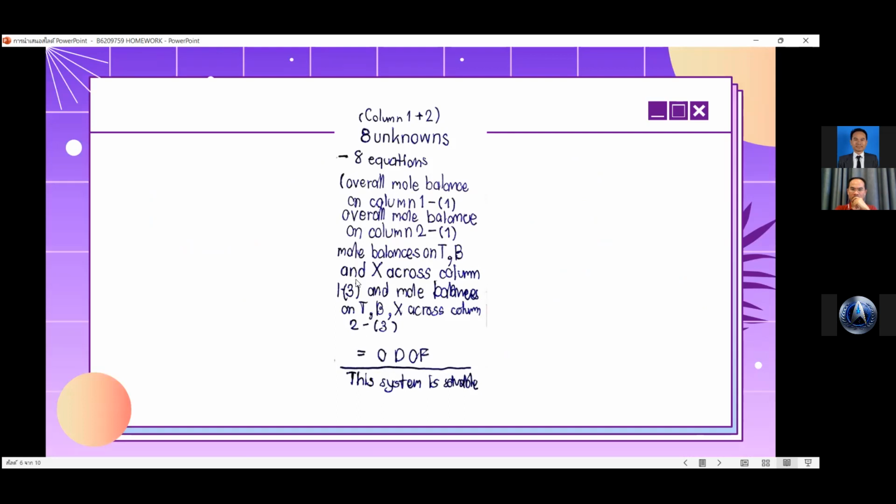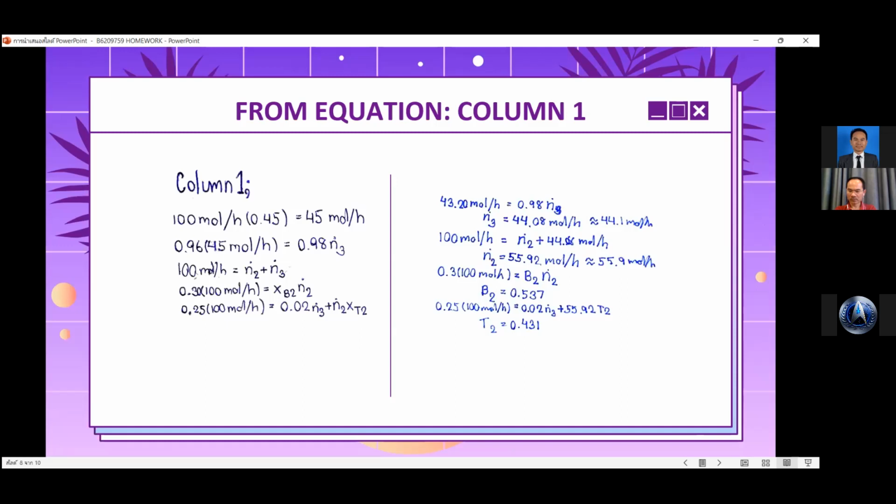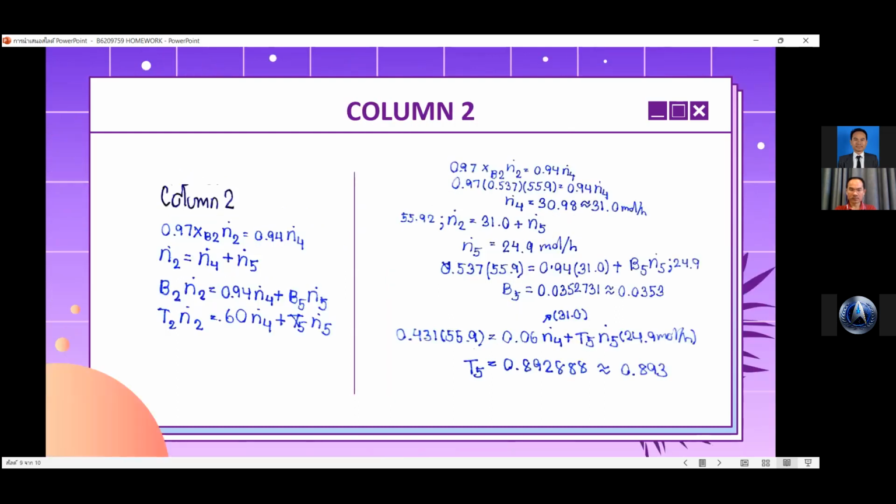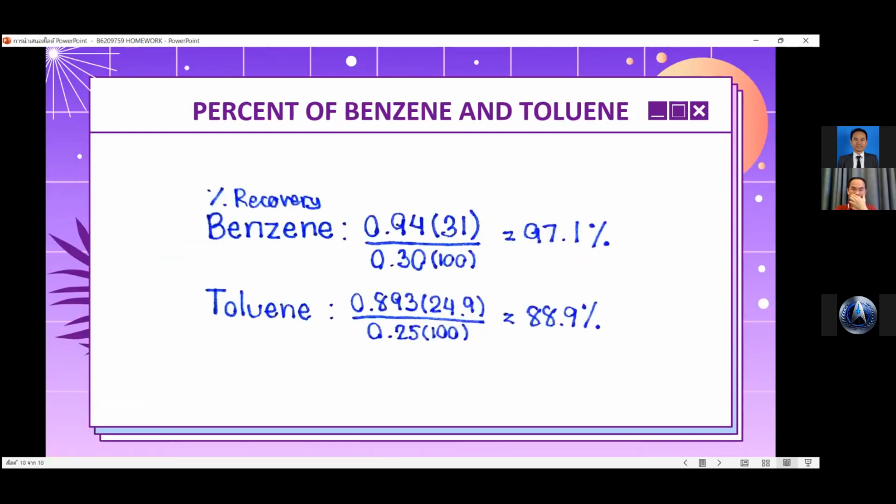So this is my degree of freedom. If it equals 0, that means the system is solvable. Yes, this is the equation from column 1, and this is my calculation. After this, go to column 2. And the last one, this is the percent of benzene and toluene recovery. Thank you.